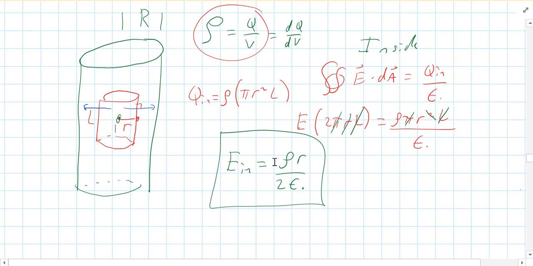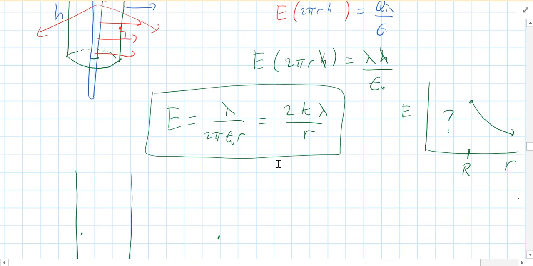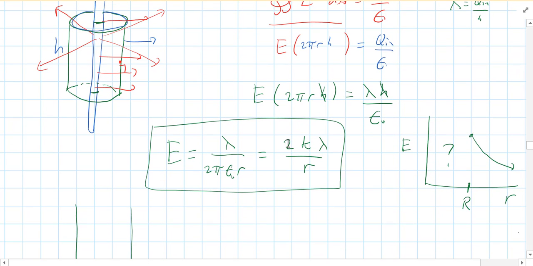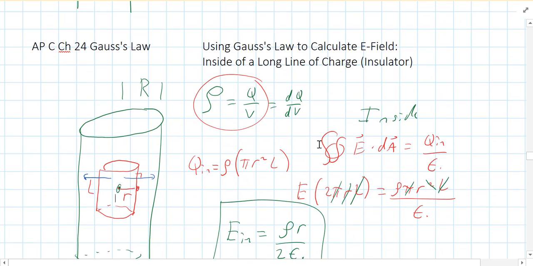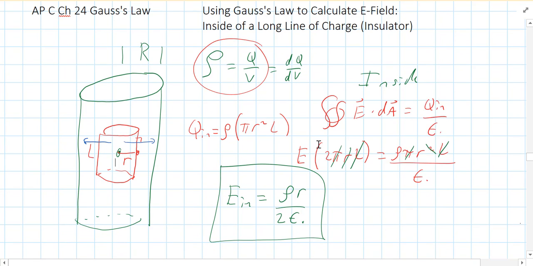Now, when I get outside the cylinder, my electric field should look like a similar equation to what I got before, okay? So it should be an inverse. It should be something over r. The only difference here is I don't have a lambda anymore. I have a rho, okay? So that's going to show up in my equation.